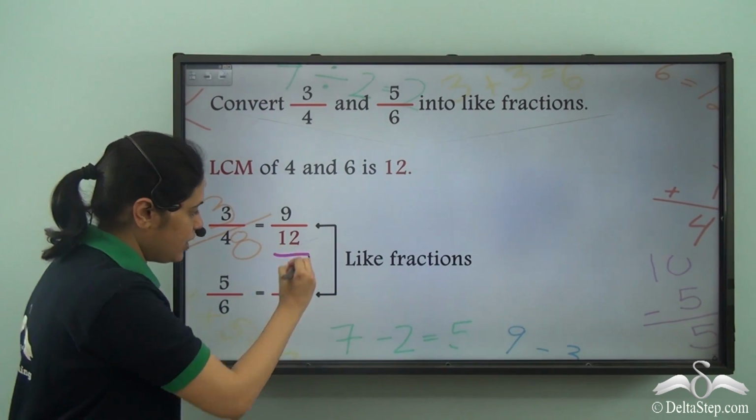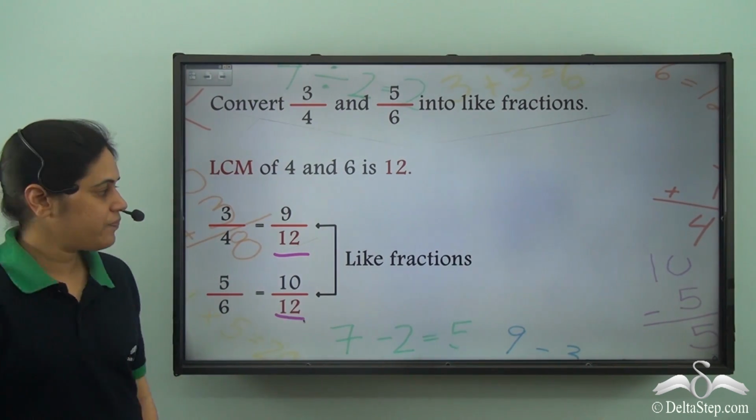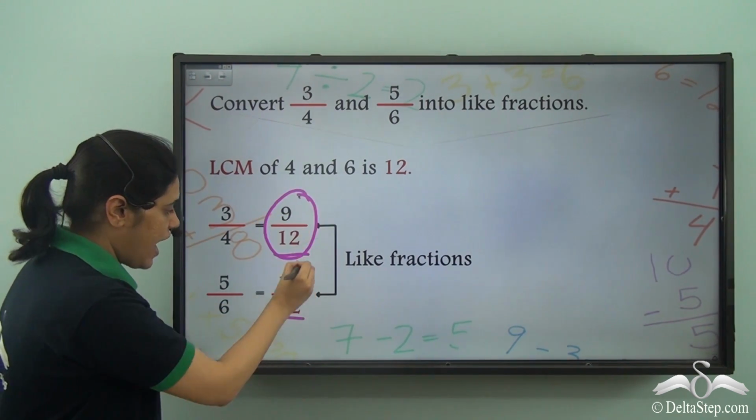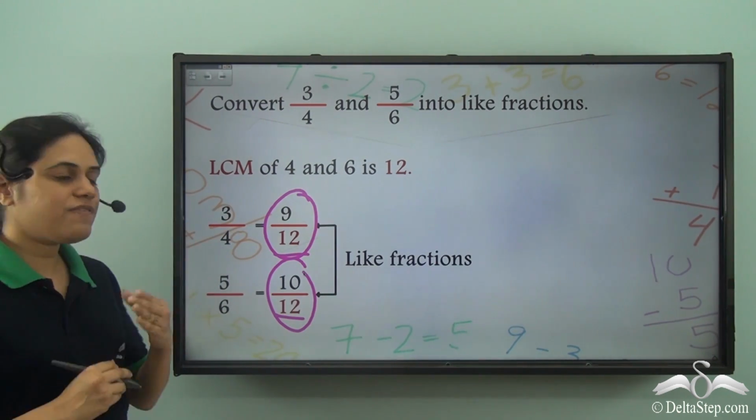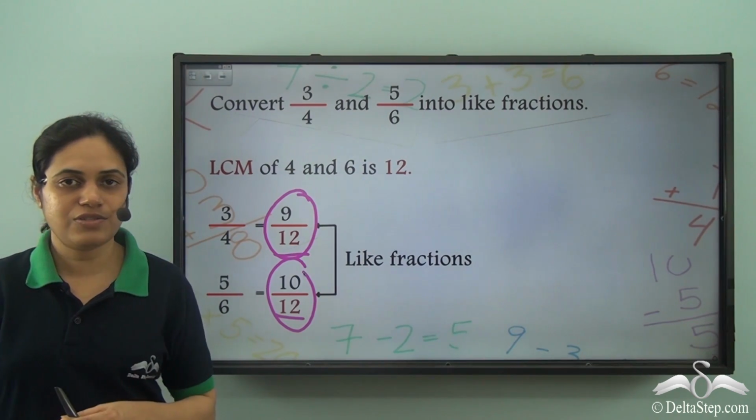And if you see, these two are like fractions. So 9 by 12 and 10 by 12 are the like fractions, whereas 3 by 4 and 5 by 6 are unlike fractions.